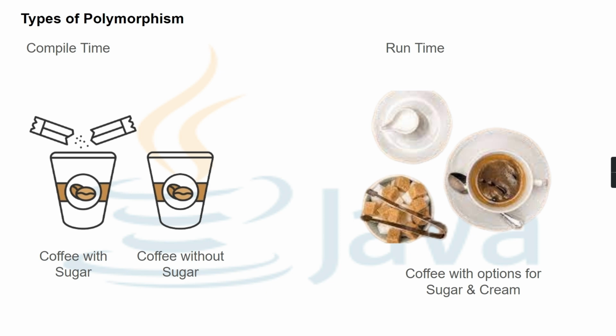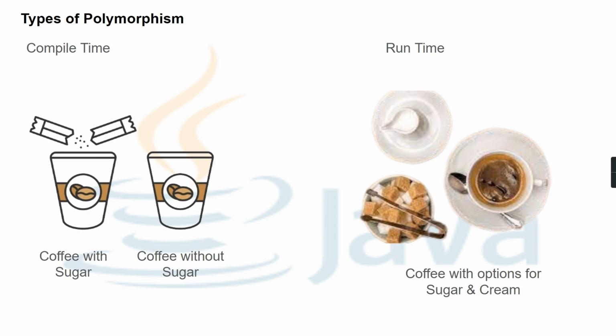Here is a simple example. If you go to coffee shops, suppose the waiter or the server comes to you and asks whether you want a coffee with sugar or without sugar. So there it is already defined. Whatever you ask, it will give you the coffee according to that. If you ask for coffee with sugar, it will give you coffee with sugar, right? So the waiter or the cook already knows exactly what you want and what to serve to you.